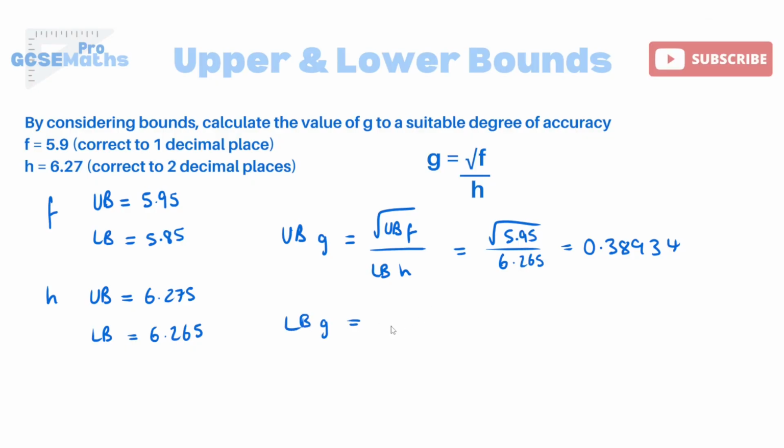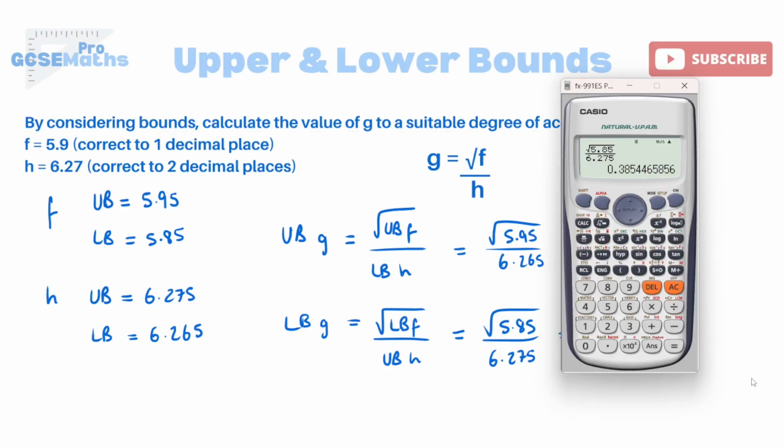And then the second one is just the literal opposite, isn't it? To get the lower bound, or the smallest possible value of g, I would need to have the smallest numerator divided by the biggest denominator. So literally swap them. So the square root of 5.85 now, over 6.275, which is 0.38544.